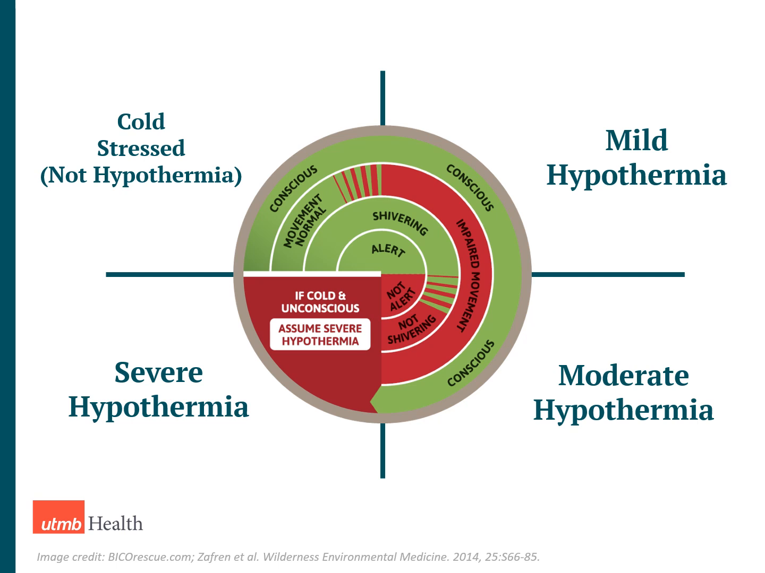In reality, the lines between mild to moderate and moderate to severe hypothermia can have a lot of overlap. In general, if a patient's core temperature is within the parameters listed on the previous slide and they are not shivering, this is considered moderate to severe hypothermia.